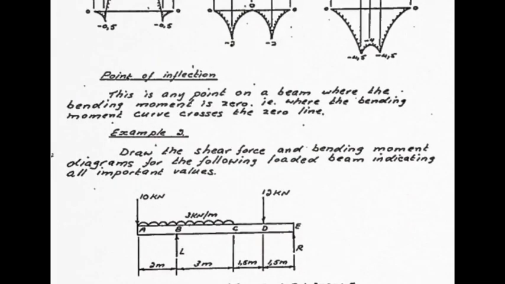So here is an example that you need to work out. It says draw the shear force and bending moment diagrams for the following loaded beam, indicating all important values. If there happens to be a point of inflection or anything like that, that is an important value. Okay, so we have a point load of 10 and 12 kilonewtons, support reactions, which you must work out as before, a UDL between A and C, and this is a good point to stop the video and spend quite a while working this one out, and then compare your solutions for bending moment and shear force diagram with the solution which I'll give you a bit later on.